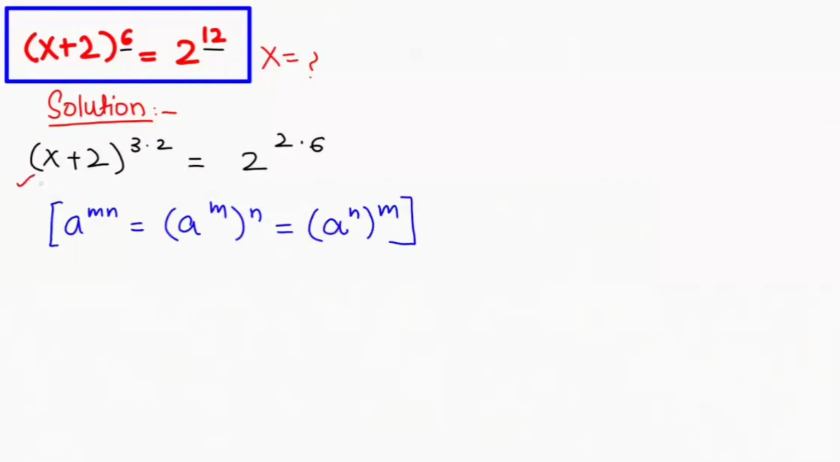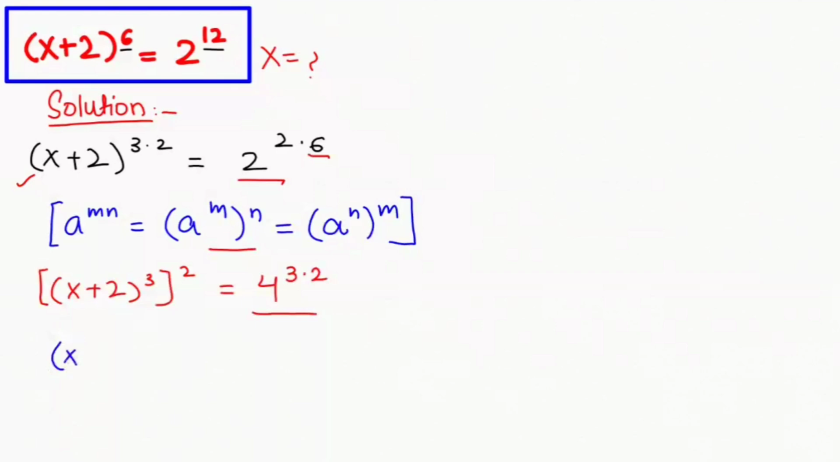So this equation turns to ((x + 2)^3)^2 is equal to 2^12, which is 4^6. Now 6 I'm going to split here as 3 times 2. Now in the next step I'm going to express this in this form. So the next equation we get is ((x + 2)^3)^2 is equal to (4^3)^2.